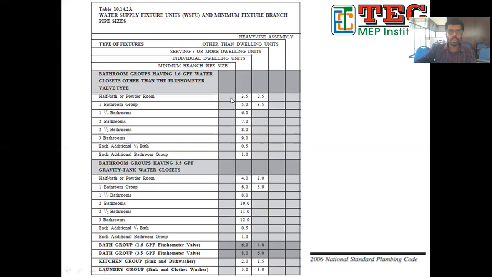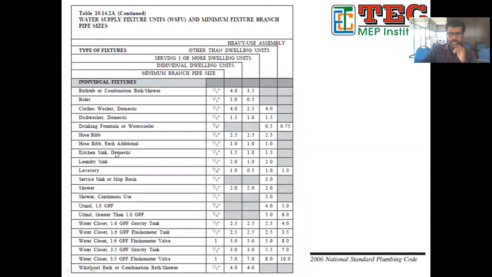Okay. So you can see different fixtures here. This is just individual bathroom fixtures only, fully it is given. So just leave this. Here we can see individual fixtures. So water supply fixture unit WSFU and minimum fixture branch pipe sizes.